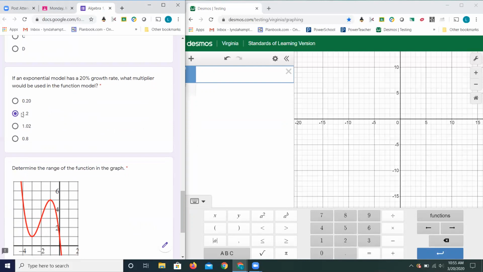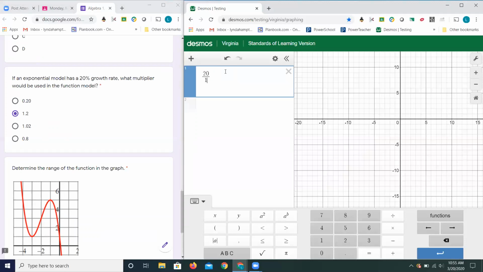I didn't choose that because I think it's the right answer. I just accidentally clicked on it. So this says if an exponential model has a 20% growth rate, what multiplier would be used in the function model? Multiplier means what number would we multiply by to represent 20%? And we know that 20% means 20/100ths, which is 20 divided by 100. So what number would we multiply by for that? Choose your answer for that one.